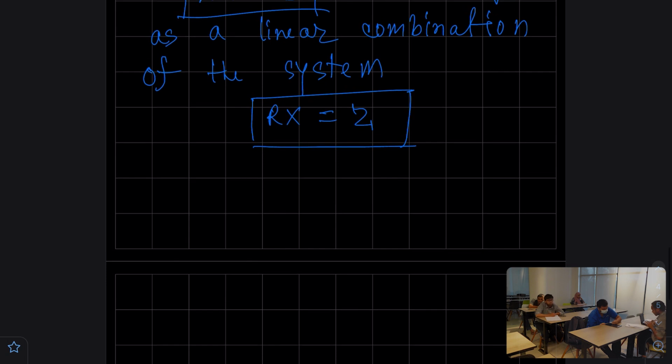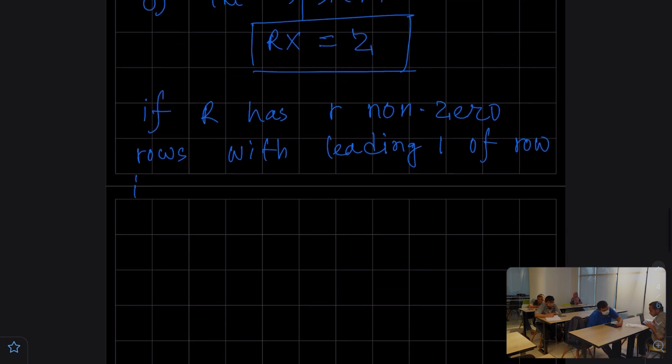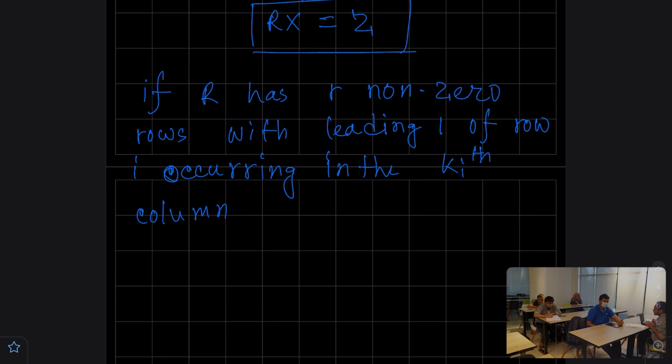So what I can do is I can consider if R has r non-zero rows with leading one of row i occurring in the ki-th column, then I can express the leading variable in terms of the free variable. And how many leading variables do I have for this?